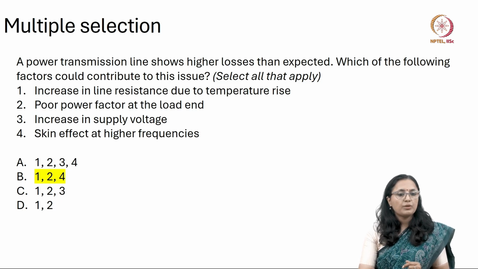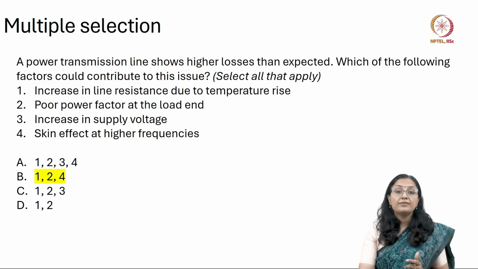If you see the second one, poor power factor at the load end, this is also a very important real world consideration, because more current is required to supply the load, and since the losses depend on the current squared, poor power factor will lead to higher current, and higher current will lead to higher losses. So even the second is the right answer.